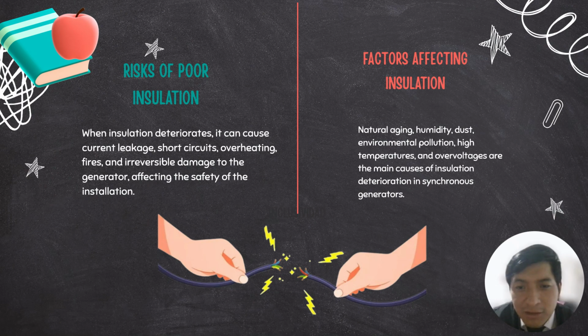Factors affecting insulation: natural aging, humidity, dust, environmental pollution, high temperatures, and overvoltages are the main causes of insulation deterioration in synchronous generators.